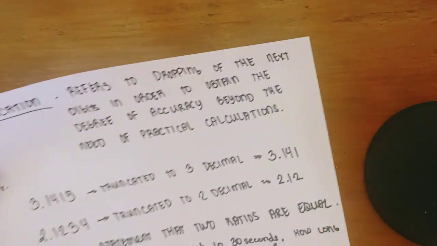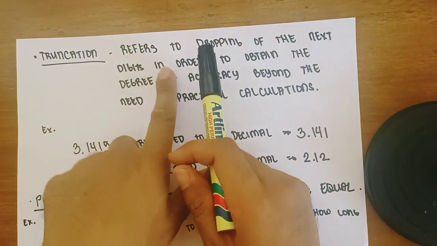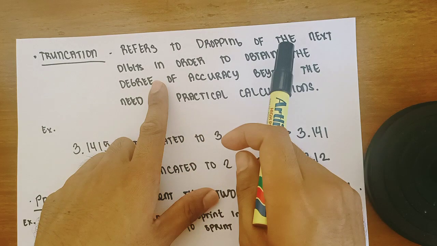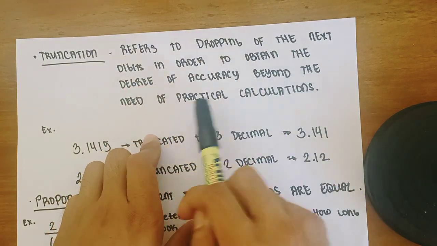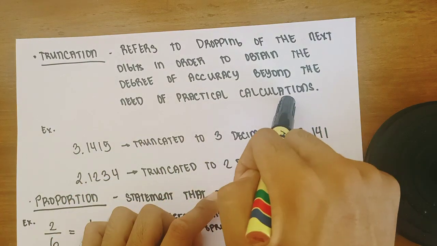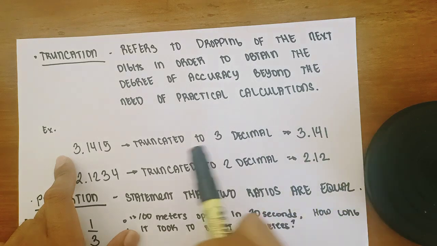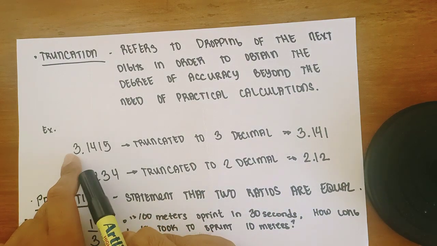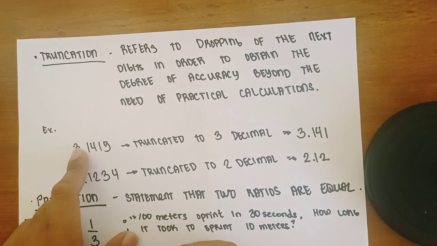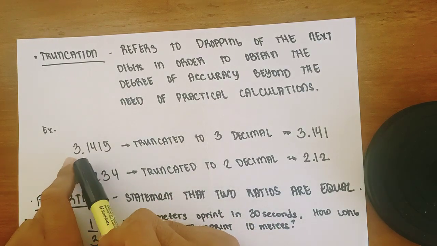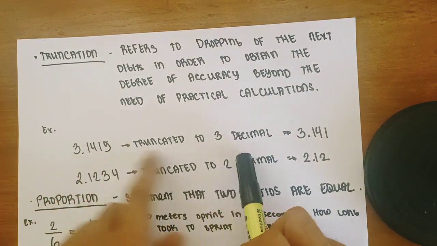Next form of approximation is truncation. So, ang truncation lang naman sabi niya is refers to dropping of the next digit in order to obtain the degree of accuracy beyond the need of practical calculations. So, para dito lang naman sinasabi niya na for example, you need to do truncations on the nearest 3 decimals. So, from 3.1451415 truncate to 3 decimal place.